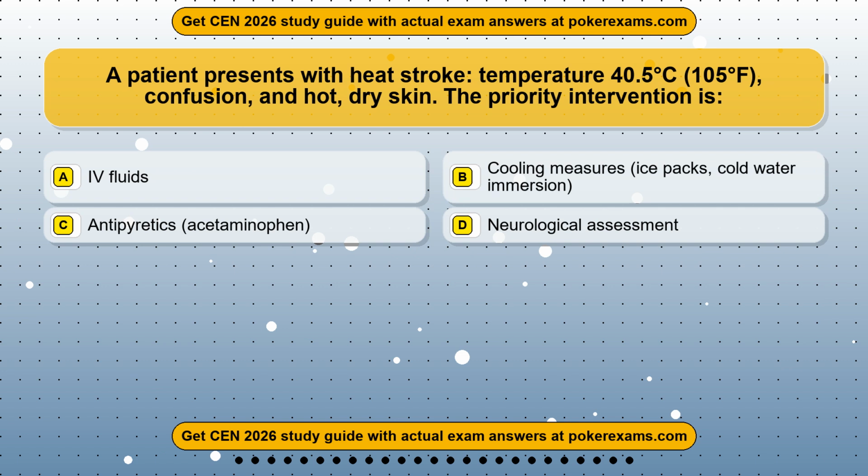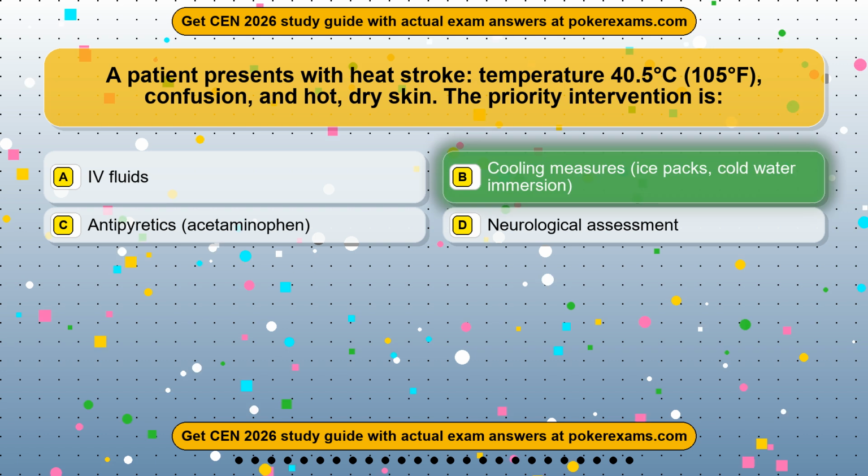Question 23. A patient presents with heat stroke, temperature 40.5 degrees Celsius, 105 degrees Fahrenheit, confusion, and hot, dry skin. The priority intervention is: Option A, IV fluids. Option B, cooling measures, ice packs, cold water immersion. Option C, antipyretics, acetaminophen. Option D, neurological assessment. The correct answer is option B. Cooling measures, ice packs, cold water immersion.